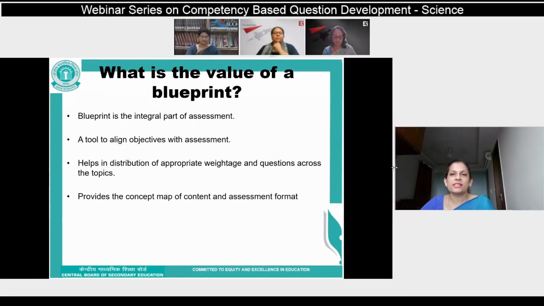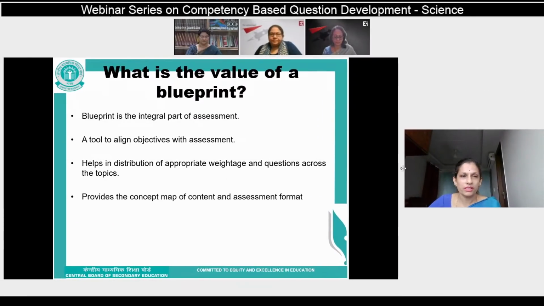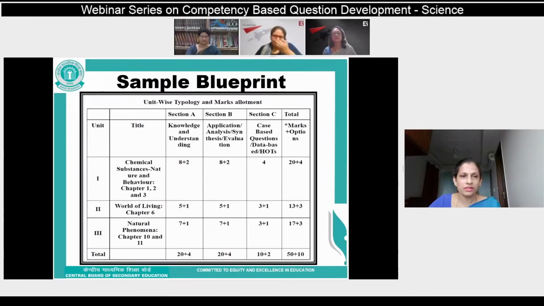And next slide. This is the sample blueprint. This is only just a sample. Teachers, according to their testing areas, can change their own format. In this format, 40% weightage has been given to the knowledge and understanding competency, whereas application, analysis and synthesis has been given 40%, and then case-based questions have been given 20% competency.